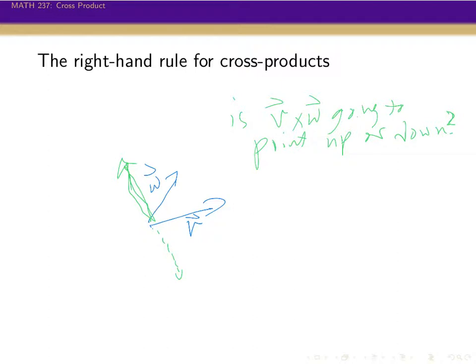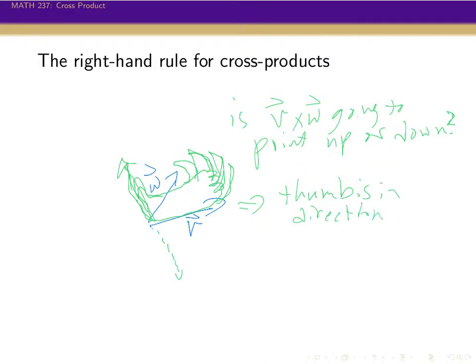So since we're doing V cross W, if you take your right hand, and there's my right hand, I'm lying it along V. I'm going to position my right hand such that when I close my fingers, I'm going to close them towards W. So those are my fingers closing towards W. If I have my right hand positioned that way, such that it's lying along V and then closes towards W, then my thumb is going to be pointed in the direction of V cross W.